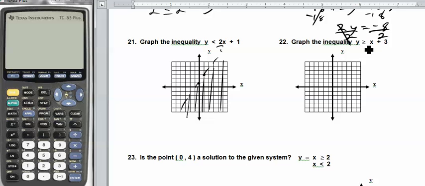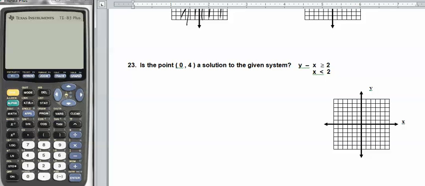Alright, so for this one, y is greater than or equal to x plus 3, so we start at plus 3. And since there's nothing in front of the x, it's 1 over 1, so it goes up 1 over 1. And since there is a line under here, we have a solid line. And then y is bigger, so I put my pencil on the line, y is bigger than the line, we shade up.